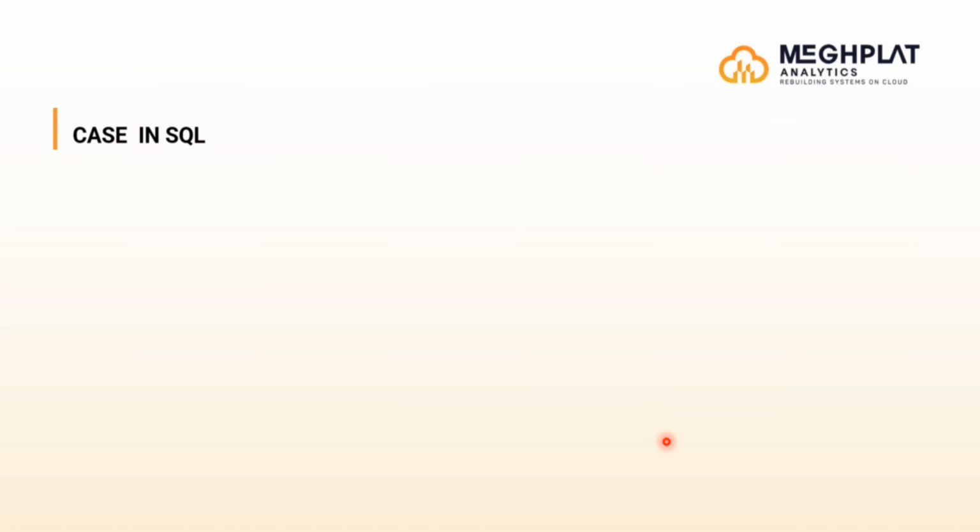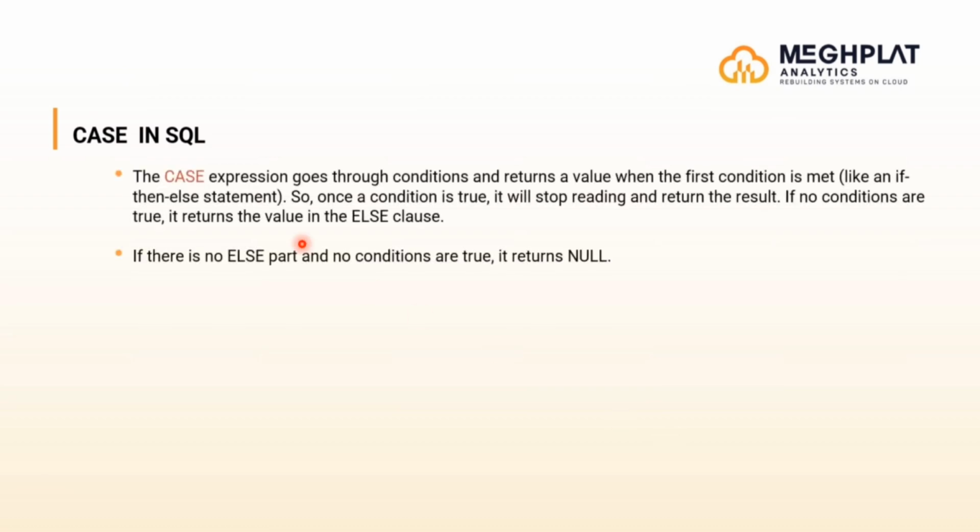So the first one is CASE. The CASE expression goes through conditions and returns a value when the first condition is met. Once a condition is true, it will stop reading and return the result. If no conditions are true, it returns the value in the ELSE clause. If there is no ELSE part and no conditions are true, it returns NULL.